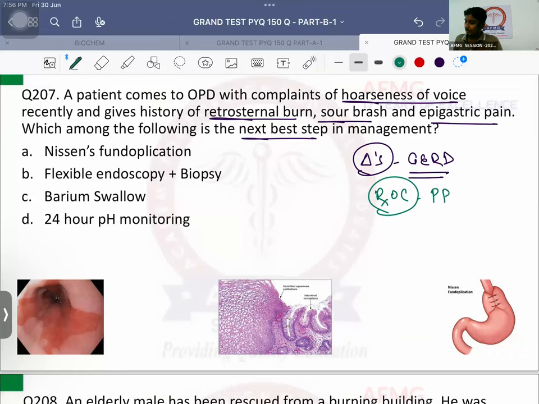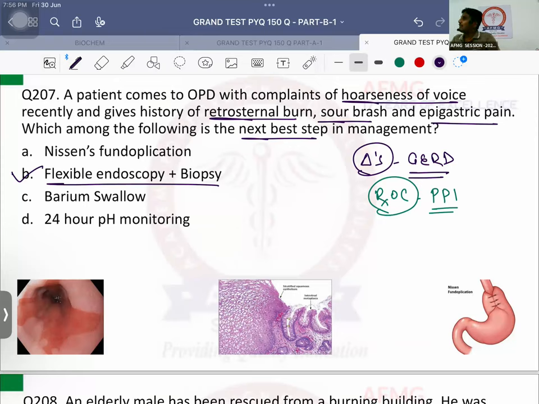GERD, treatment of choice or drug of choice is the same. That is PPI, proton pump inhibitor, the group of prazoles. First line is lifestyle modification. Drug of choice is PPI. Treatment of choice is PPI. If the patient does not improve with PPI, then we will go for upper GI endoscopy plus biopsy.